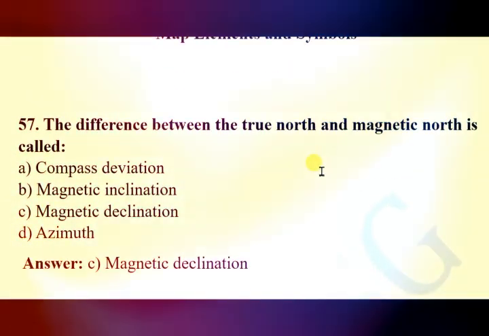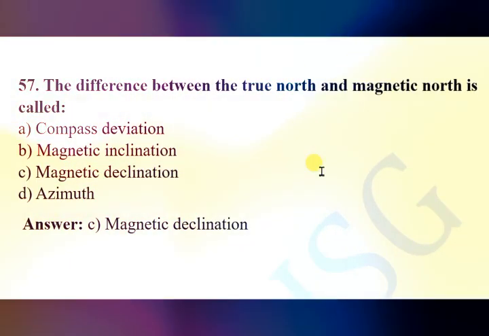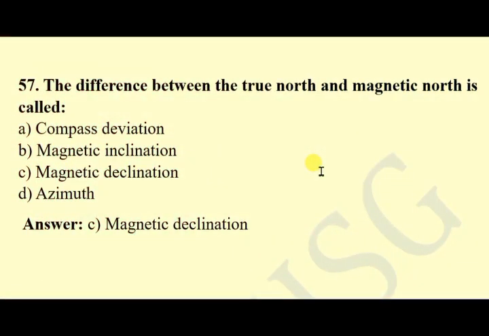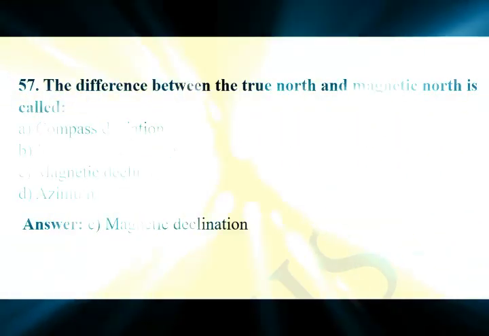Question number 57 of the category map elements and symbols. The difference between the true north and magnetic north is called compass deviation, magnetic inclination, magnetic declination, azimuth. Here the right answer will be magnetic declination. Compass deviation and magnetic inclination are different things.